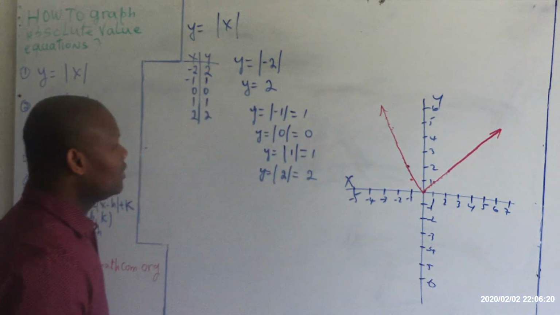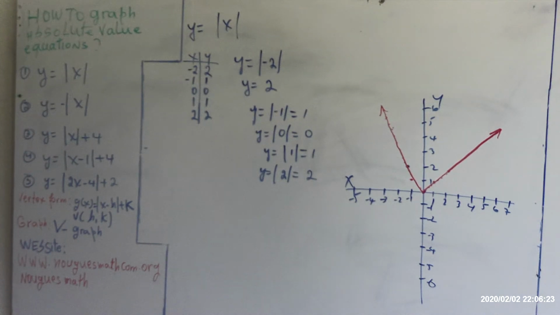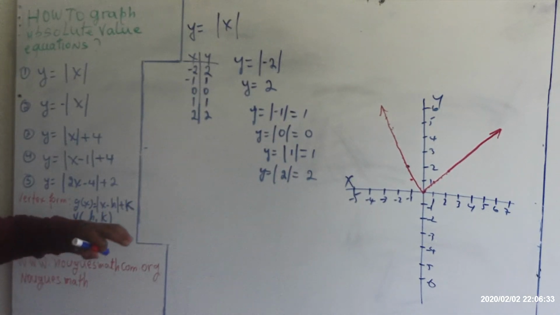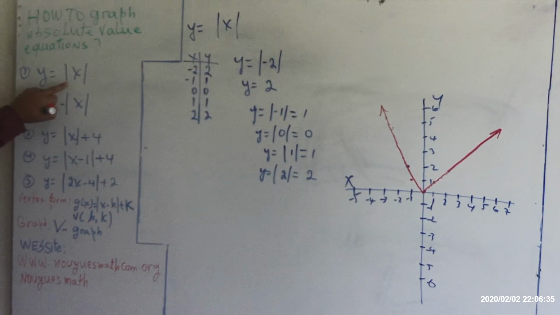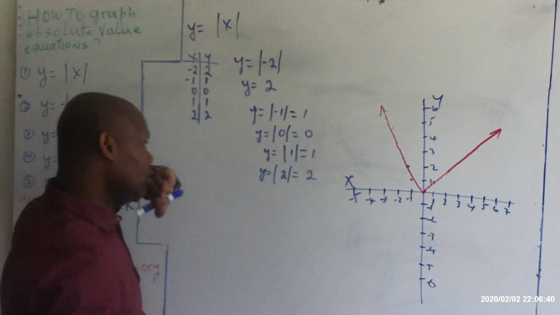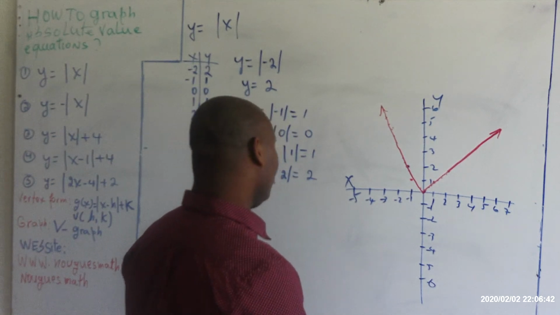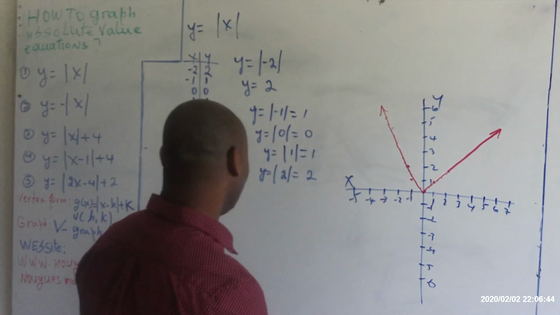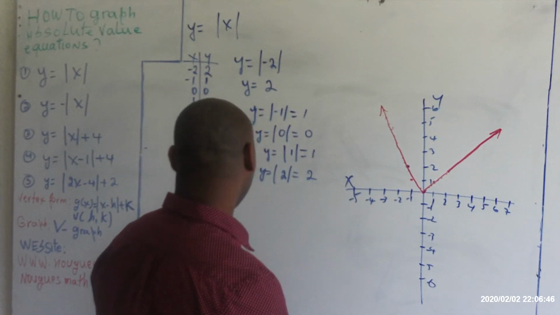What do you see? That's a V graph, a real V graph. So any absolute value equation you graph, you're supposed to have a V graph. That's the parent function graph. Because the absolute value is all positive, that's why the graph opens up.